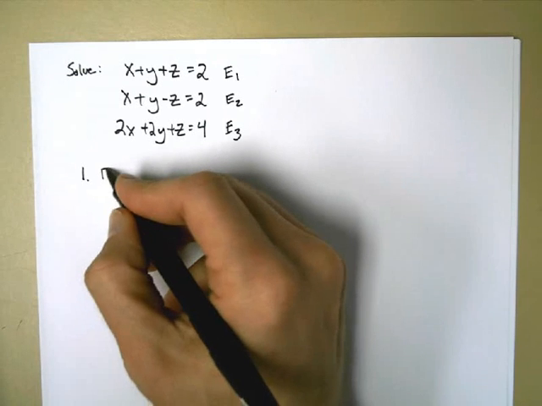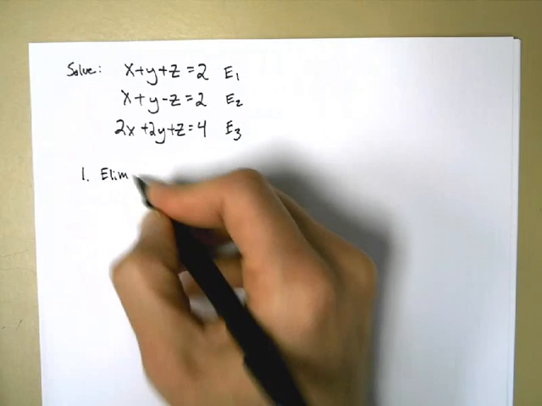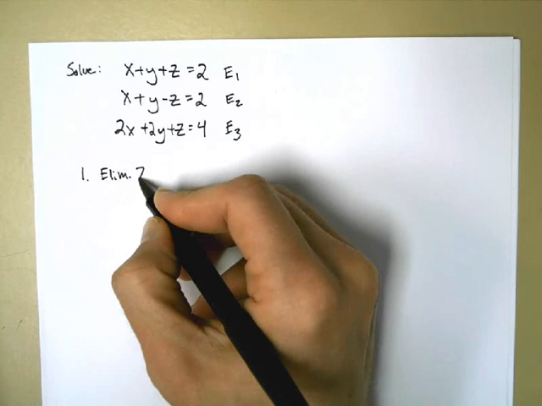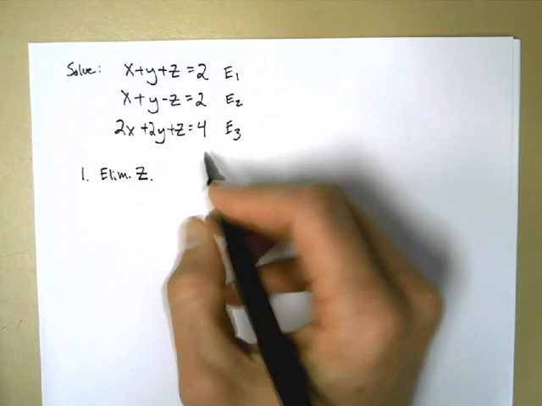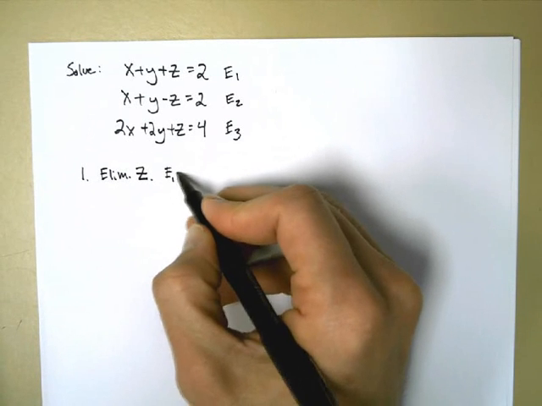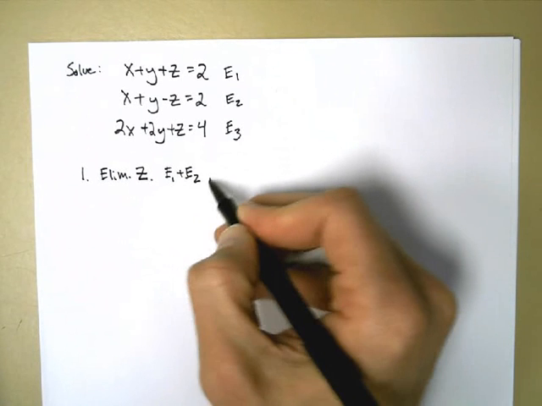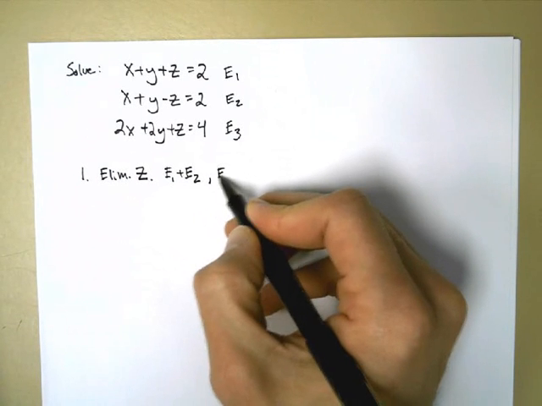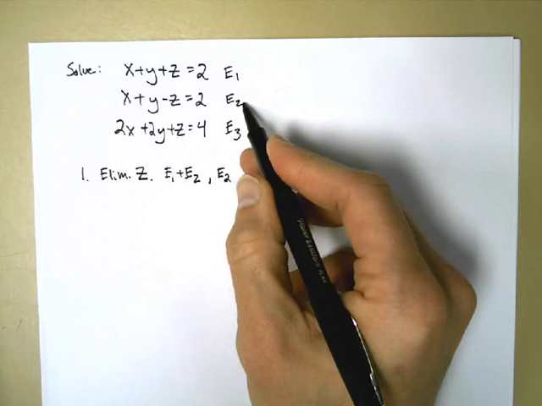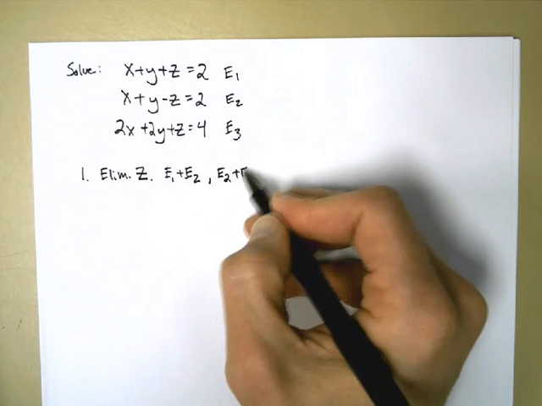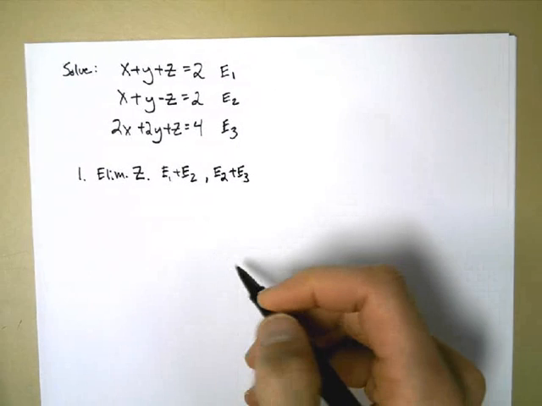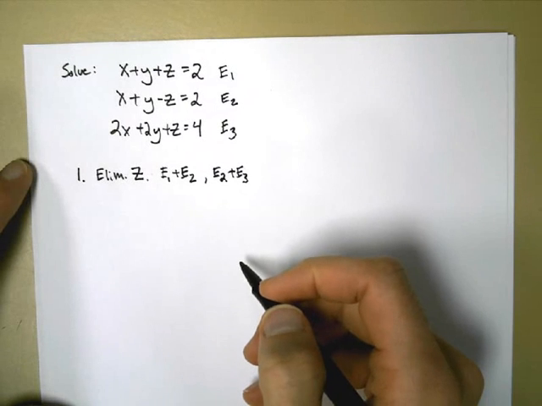So in this example, to save myself some work, I would choose to eliminate the Z variable by doing E1 plus E2, and then I would also use the combination of the second equation E2 added to E3. Both of those would result in dropping out the variable Z.